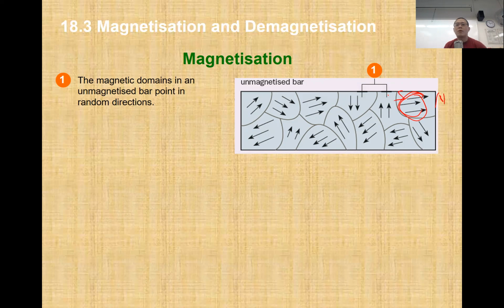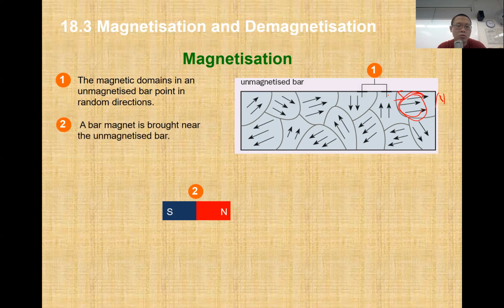but because all the domains are misaligned, pointing in any direction, they literally cancel out whatever small magnetism effect they have. Because of these cancellations, you'll find that the material does not possess any magnetism effect. So what you're trying to do now is this.